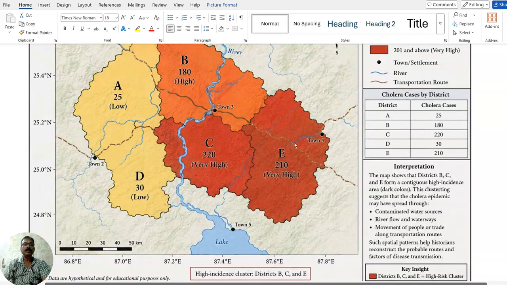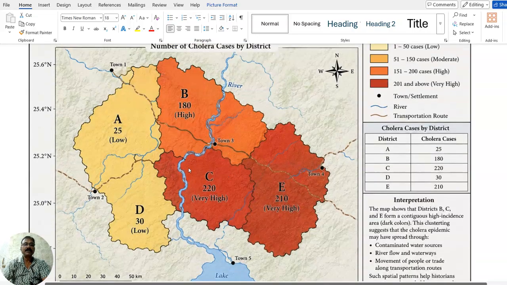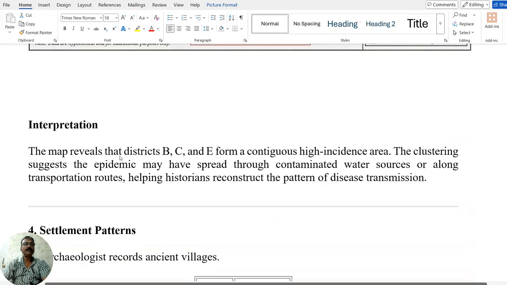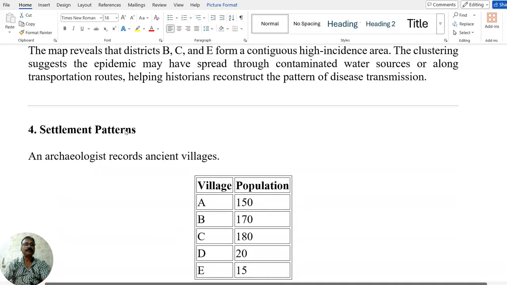So in this way, with the help of a GIS map, that is known as spatial statistics, the historian can interpret. The map reveals that districts B, C, and E form the contiguous high incidence area. The clustering suggests that the epidemic may have spread through contaminated water sources or along transportation routes, helping historians reconstruct the pattern of disease transmission.